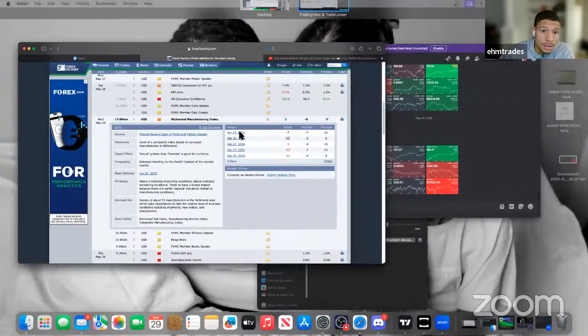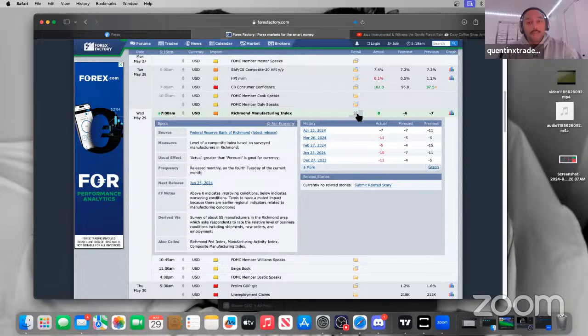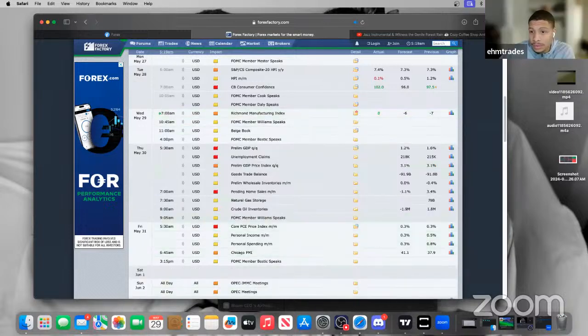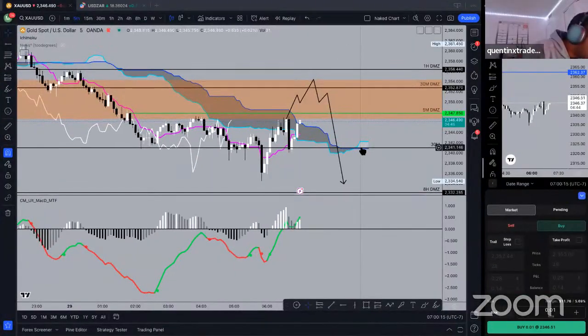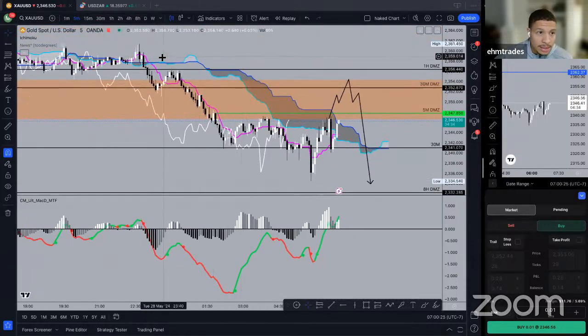Okay, so we got a green result from news. I like that a lot. So if we can get price to take out this imbalance, I like it, sweeping this liquidity up here.